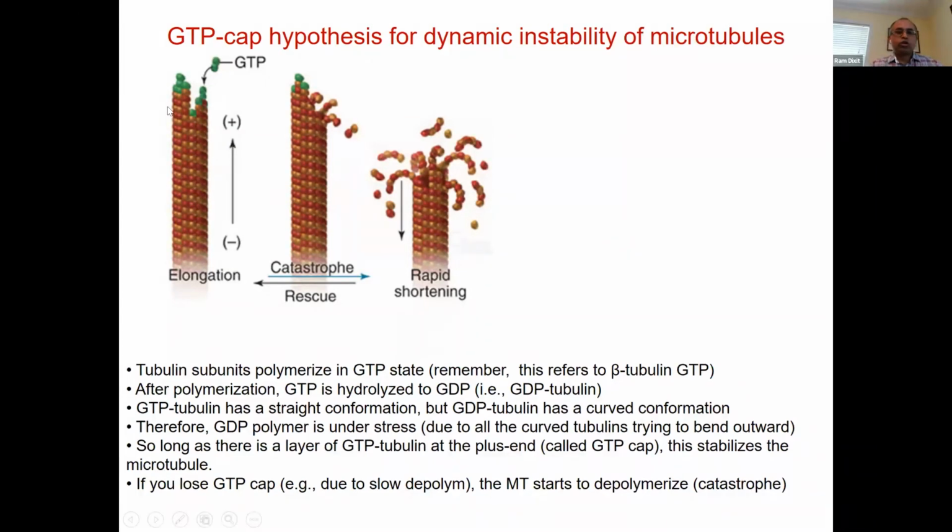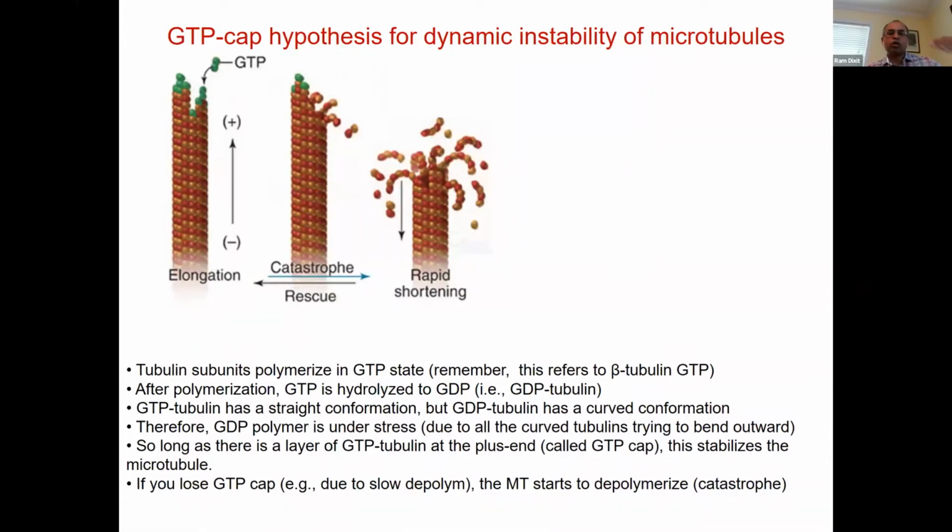So that's what you see here, right? So the tubulin, the green indicates a GTP state tubulin, the red, yellow indicates GDP state tubulin, right? So tubulin comes on, bound to GTP, and after polymerization, that GTP is hydrolyzed to GDP, right?